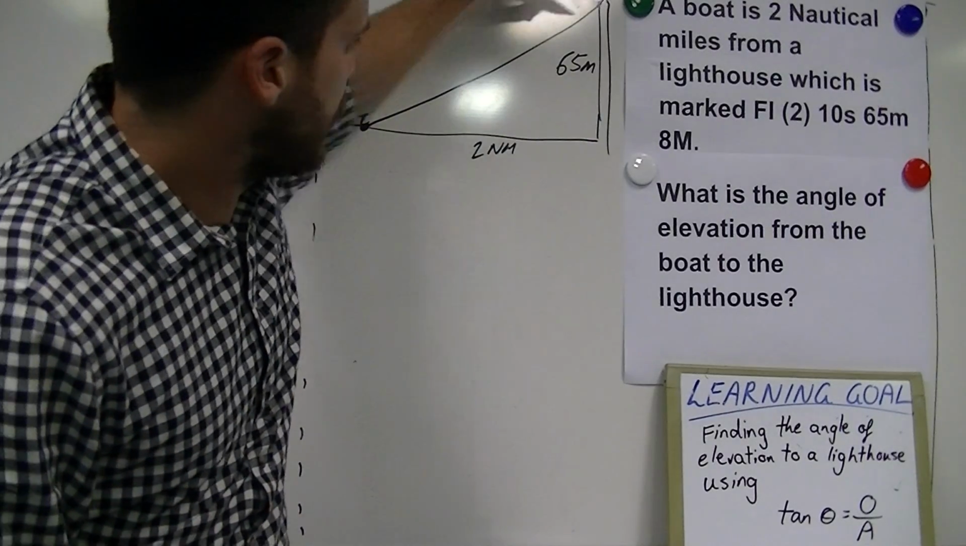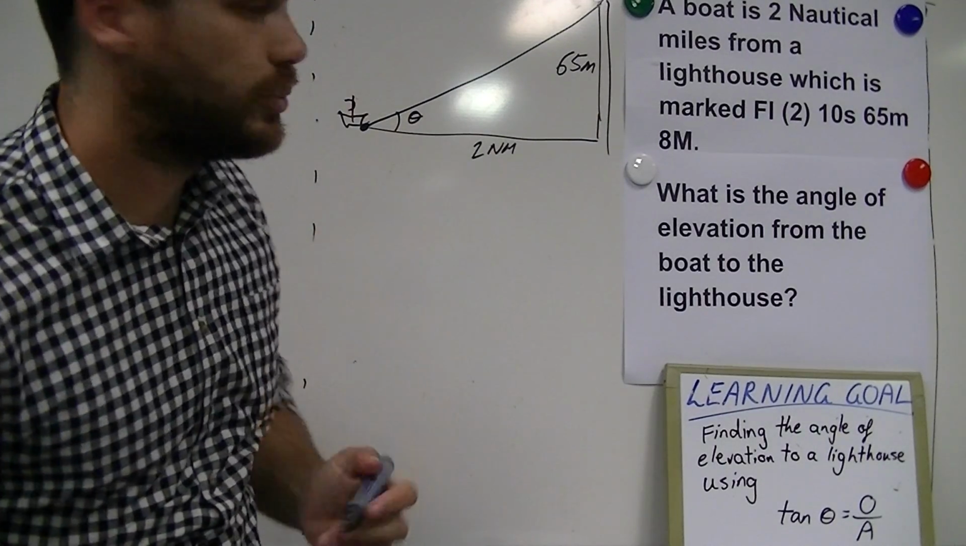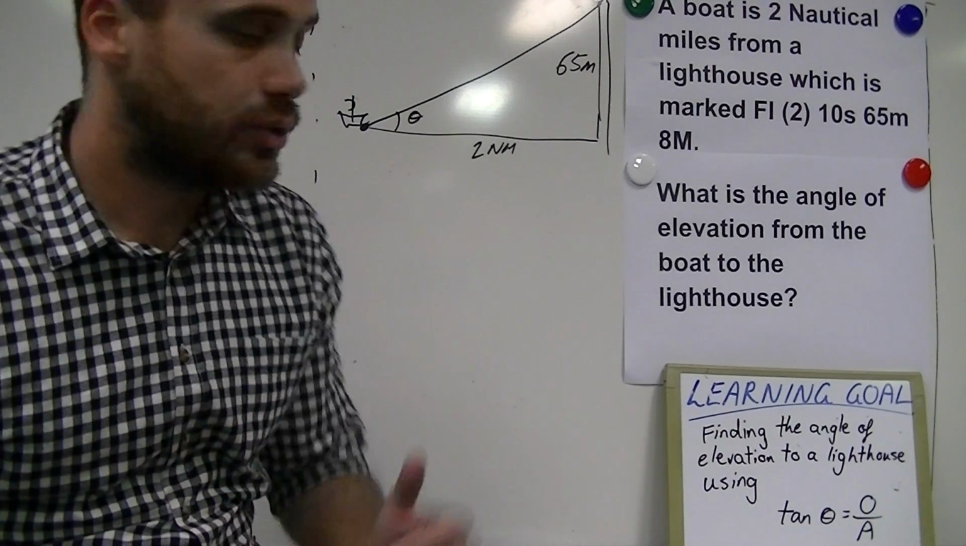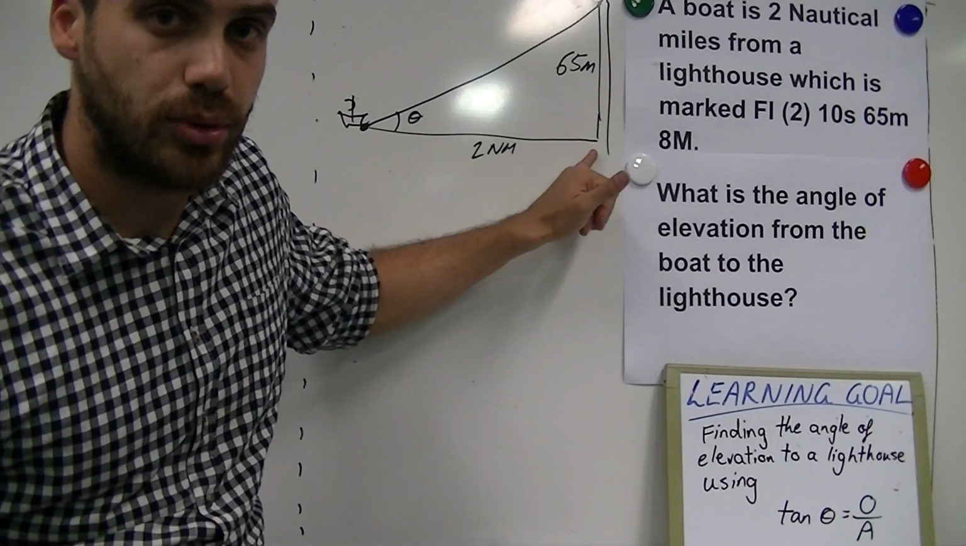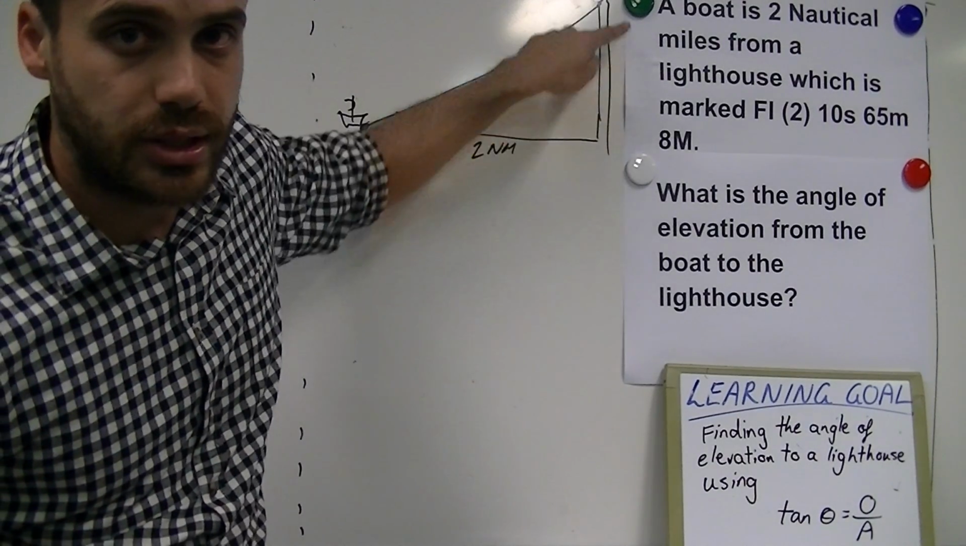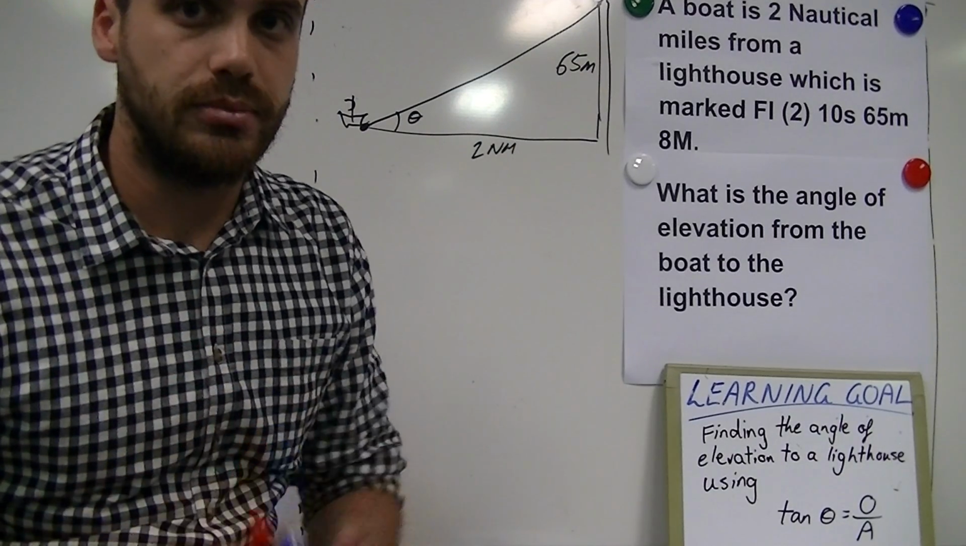Now the angle of elevation, that's the thing we want to know. We don't know our angle of elevation. Now it's going to be a 2-stepper. First of all, that 2 nautical miles, that's a problem because our triangle is in nautical miles on the bottom and it's in metres along here. We're going to have to convert them both into metres.